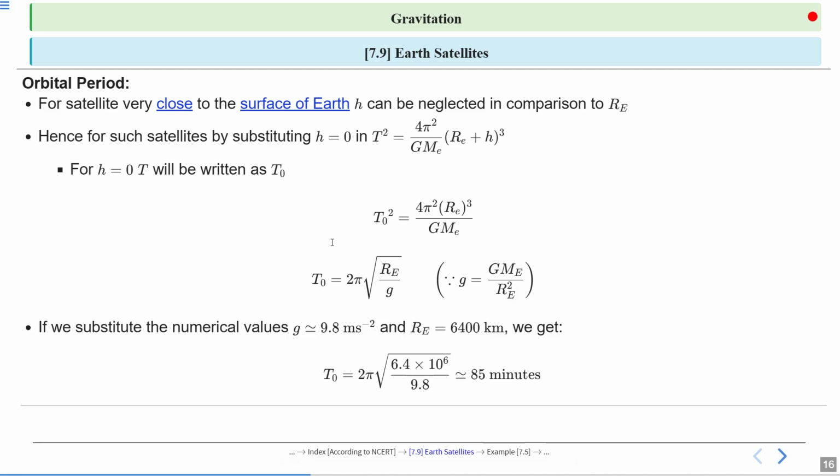If we substitute the numerical values, g is approximately equal to 9.8 meter per second square and Re is equal to 6400 kilometer, and we get T naught is equal to 2 pi into under root 6.4 into 10 raised to the power 6 divided by 9.8, which is equal to 85 minutes. This calculation gives us a practical understanding of how long it takes for a satellite to orbit Earth when it's close to the surface.